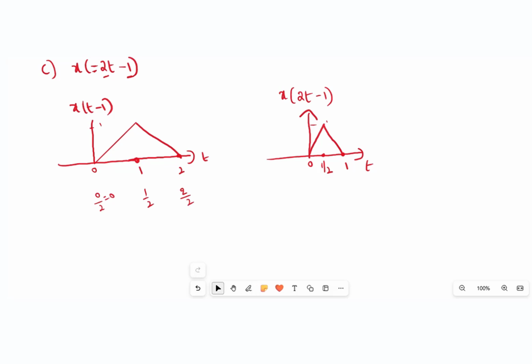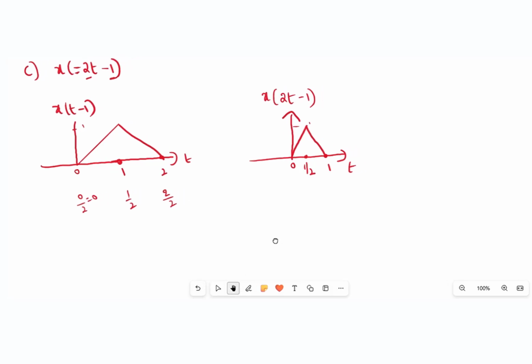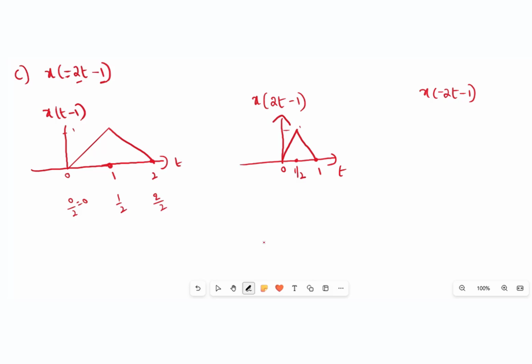Now we will plot x of minus 2t minus 1. So reverse this x of 2t minus 1 now. So if you reverse, simply reverse it, minus 1 by 2, minus 1, amplitude remains same. So this is one problem. Whenever you have three operations in the same problem, first shift the signal, then scale it, then reverse it. Then we will take another problem.